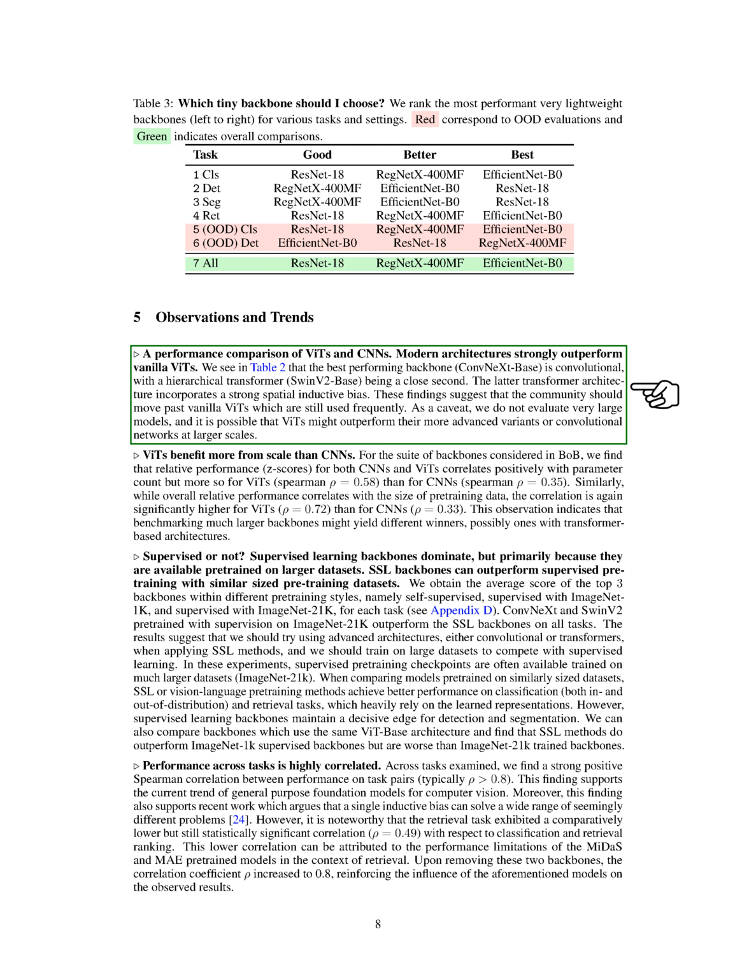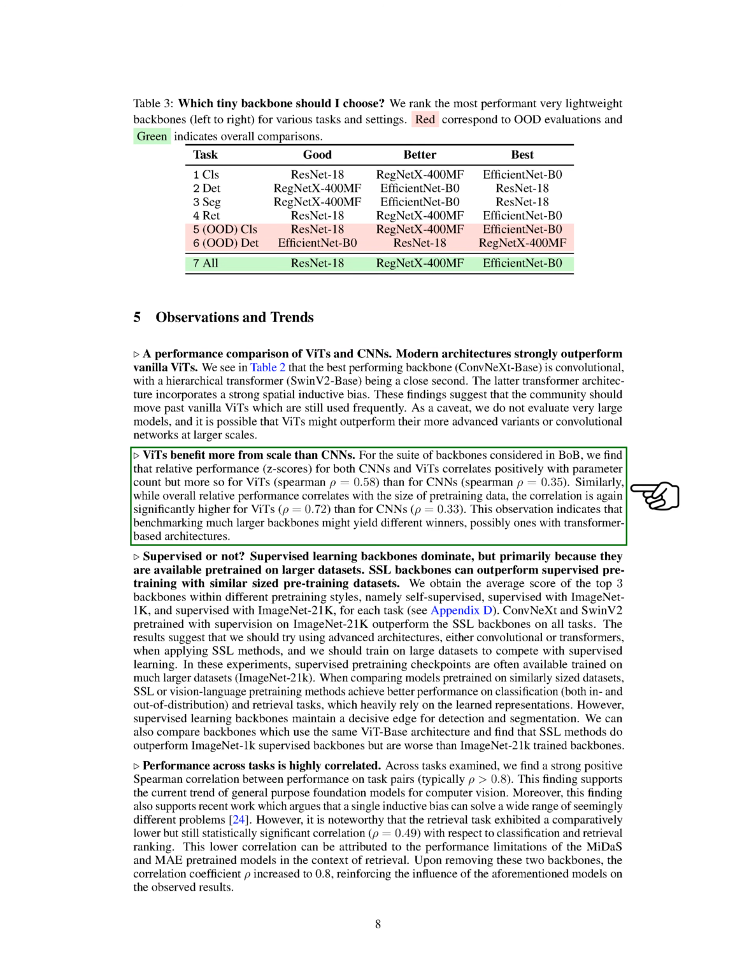However, we didn't evaluate very large models, so it's possible that ViTs might perform better than their advanced versions or CNNs at larger scales. Secondly, we found that ViTs benefit more from scaling up than CNNs. We observed that the performance of both CNNs and ViTs increases with the number of parameters, but this effect is stronger for ViTs. Similarly, while the performance of both types of models increases with the size of the pre-training data, the correlation is significantly higher for ViTs. This suggests that using larger models might yield different results, possibly favoring transformer-based architectures.